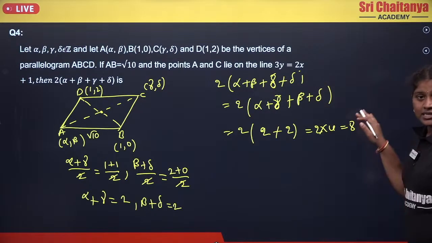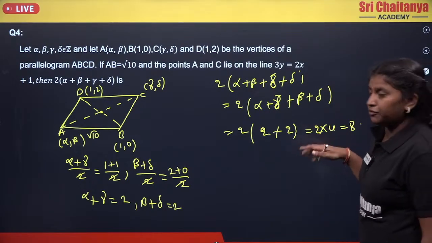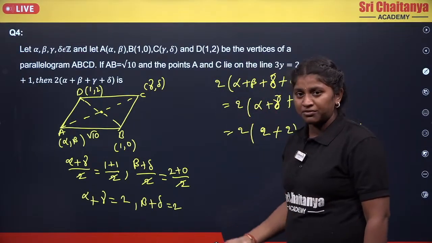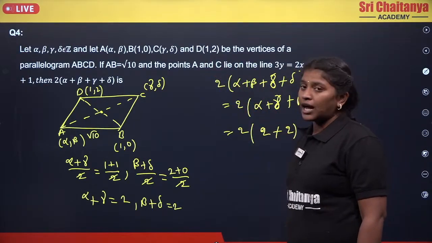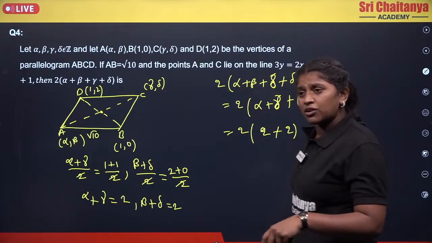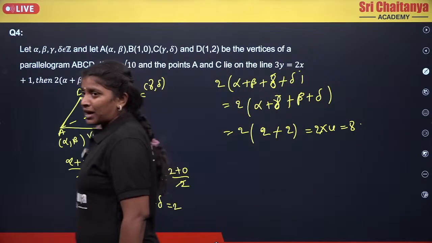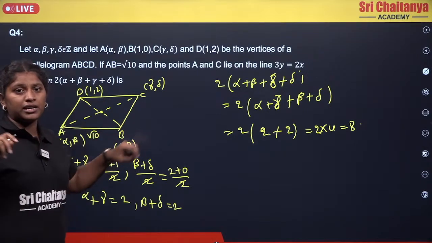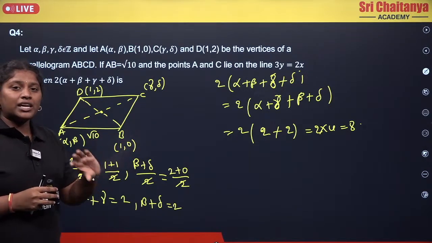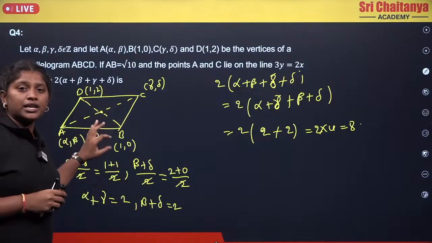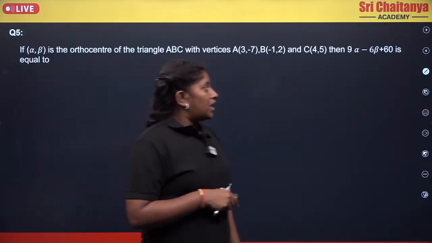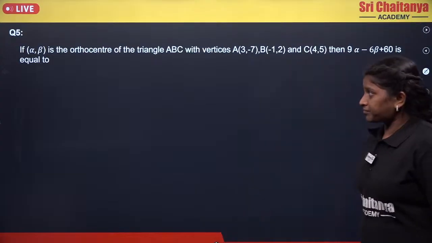Okay. It's just a simple logic we can apply, and if you want you can take the points A and C on the line and then simplify, and from there you will get your alpha beta values. But instead of that we can apply the property of the parallelogram, and from there we will get the required alpha beta and gamma delta. Instead of taking the values individually, we are taking their sum and substituting in the required value. Now moving to the next.